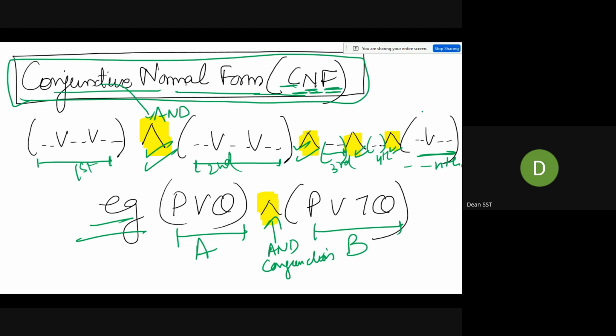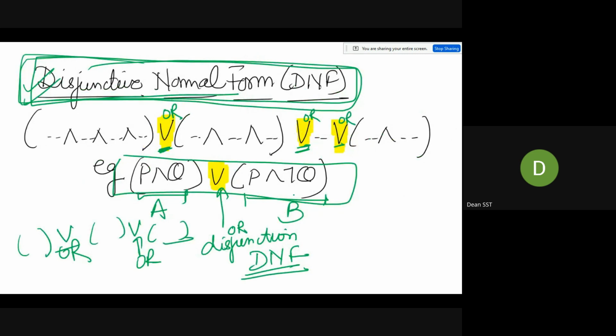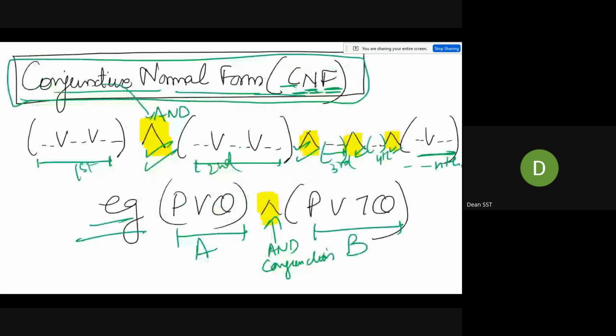Fine. In DNF, or will be combining. In CNF, you will see and. So A expression is there, and some B expression is there, and some C expression is there, and some D expression is there, and. Fine.